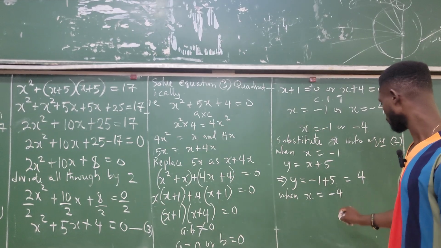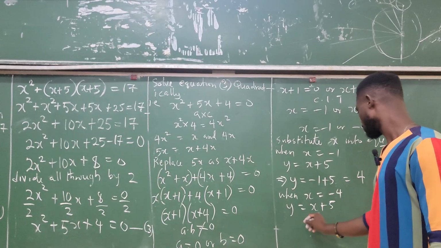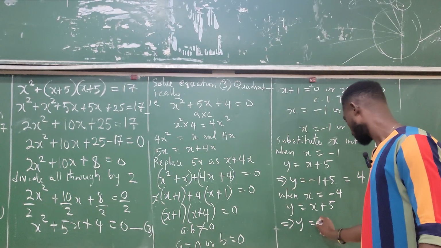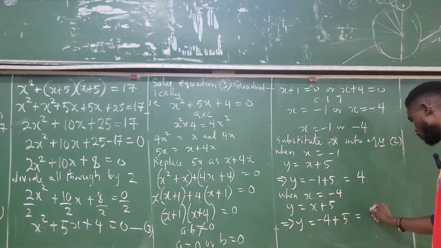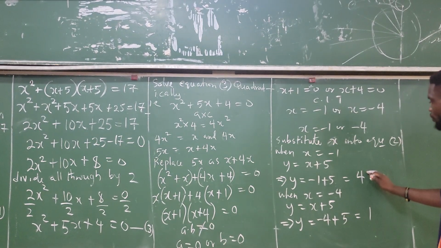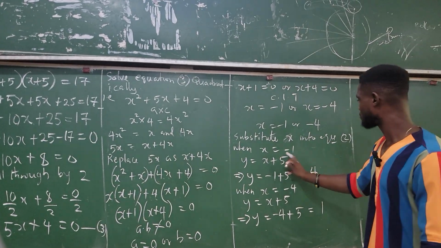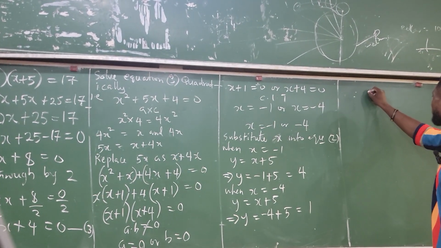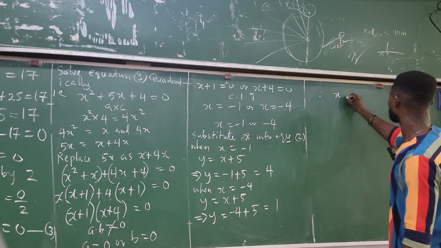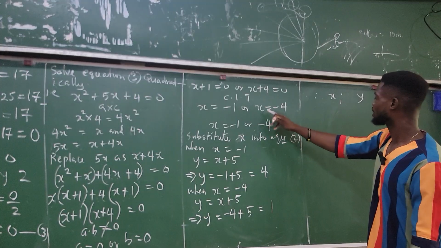And also, when x is equal to minus 4, our y is x plus 5. So we have that our y is minus 4 plus 5. That is 1. That is for the first one. Also, the second one, x is minus 4. So therefore, we have our x and y.